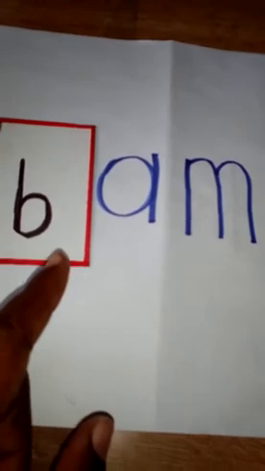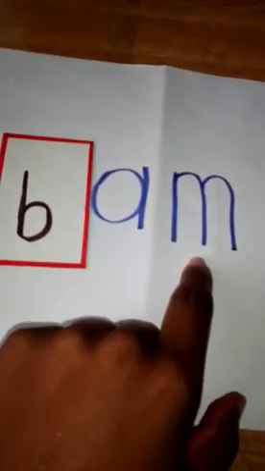All right, we have another letter. What is this letter right here? This is the letter B. And this is a capital B. B says b. So we have B and am, and we put them together and we get bam. Spell bam. B-A-M, bam.